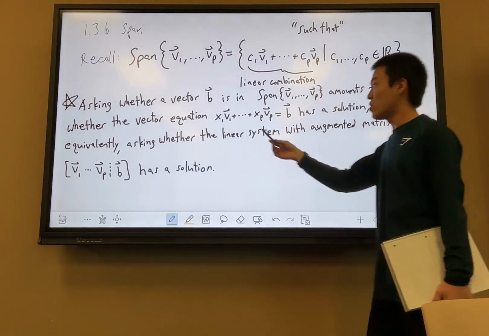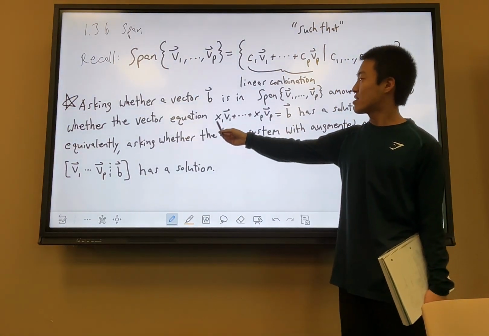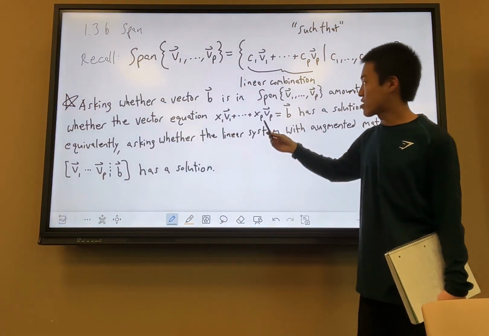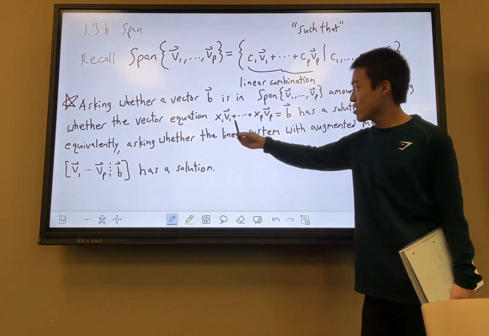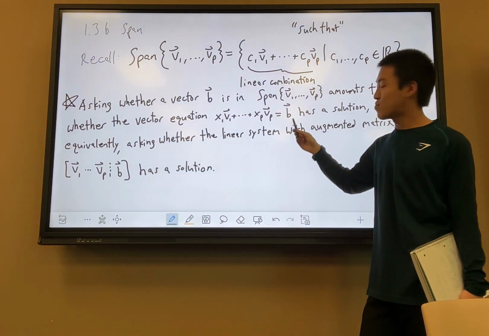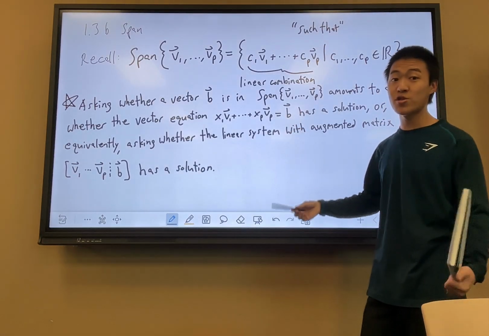Okay, now what is this vector equation really saying? It's saying I have weights, I'm calling them x now because I'm solving for them, x1 through xp, such that if I select the correct weights with those vectors, then I can spit out b. And you might think to yourself, yeah, that's literally what we just said.